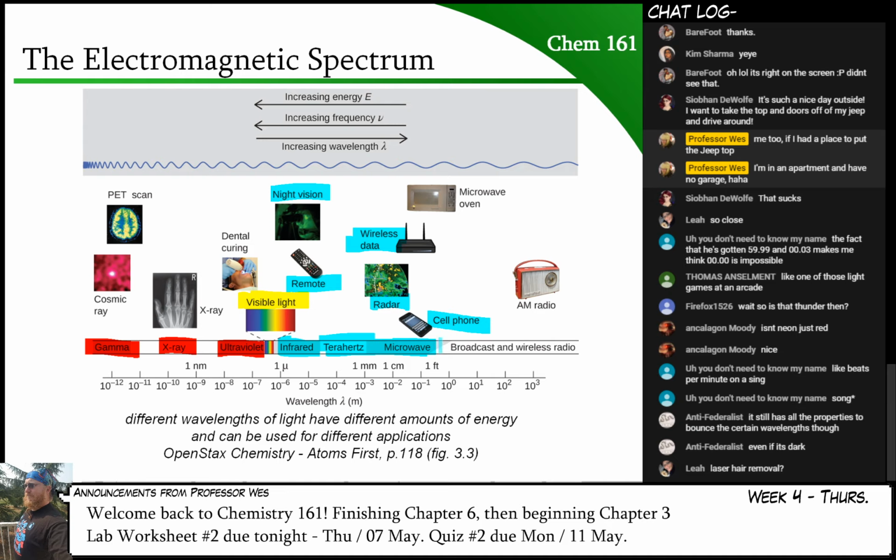And then as you go down lower, microwave would be like your microwave oven. Your microwave emits light to cook things. And then finally we have radio, which is down at the very end of the spectrum, which is the lowest energy of all.